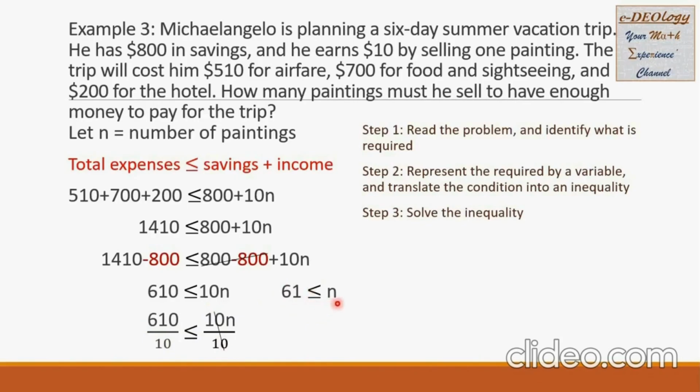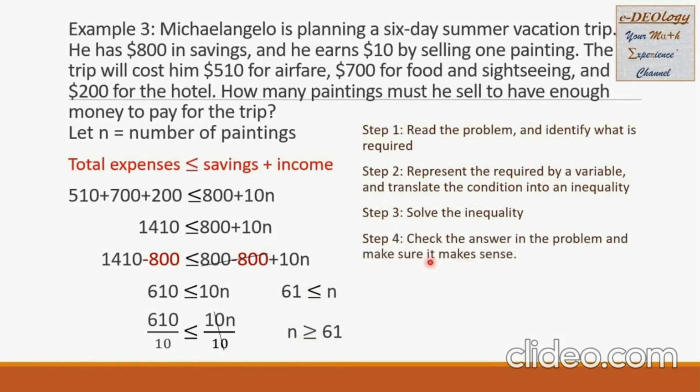We want to make this n be on the left side and the 61 on the right side. If we put the n first, look at the sign now. The less than or equal to becomes greater than or equal to. And then the 61 is now on the right side.